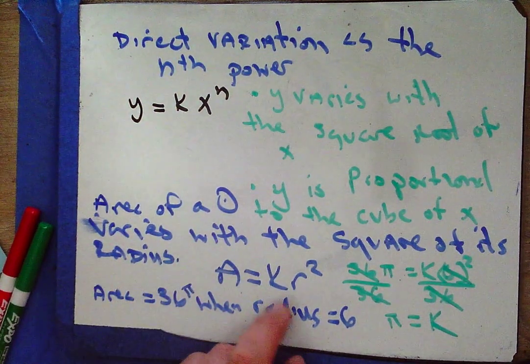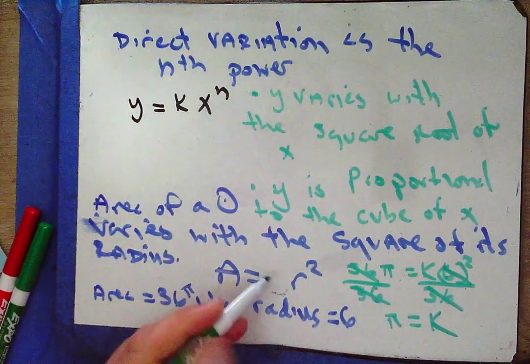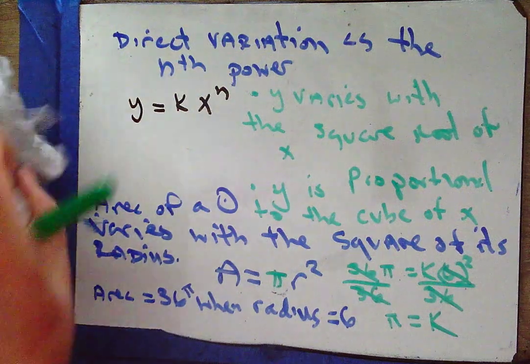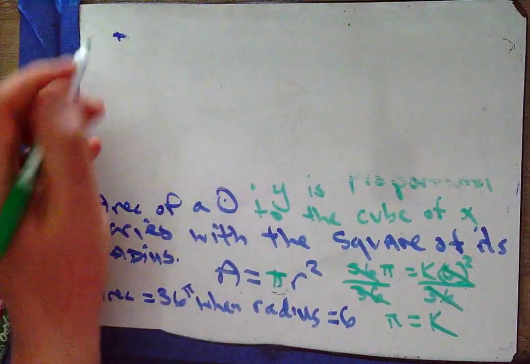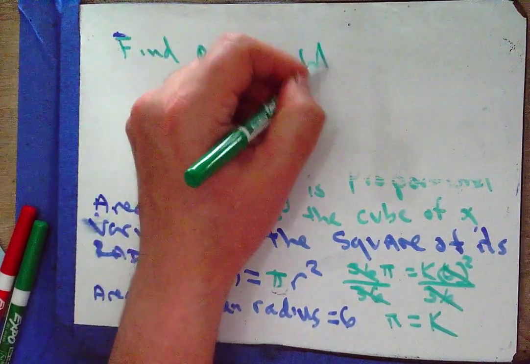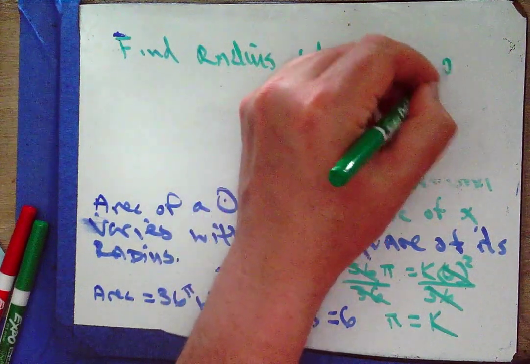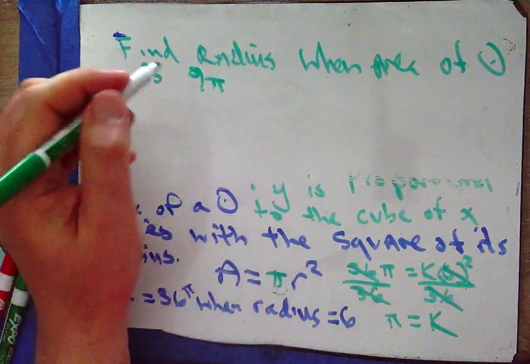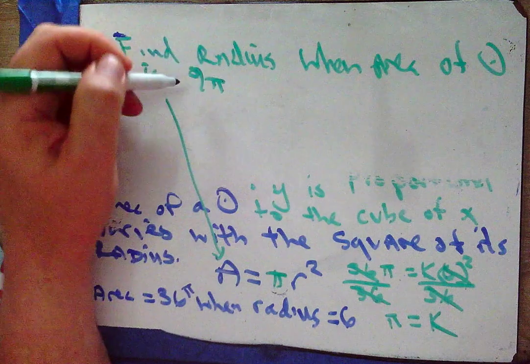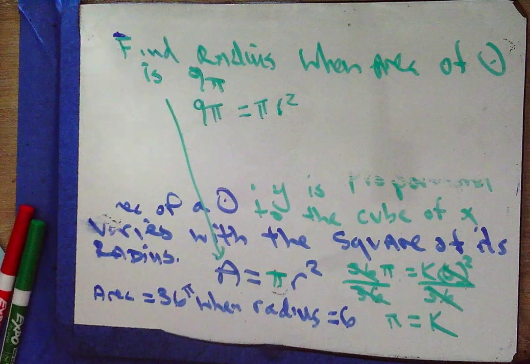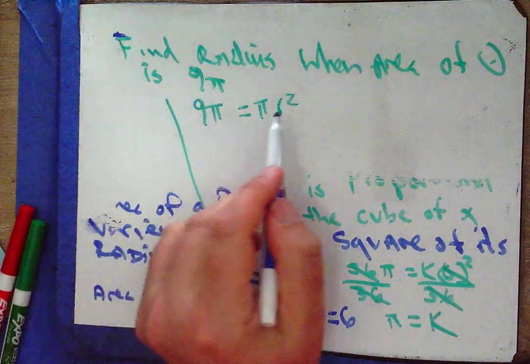And then they'll ask me to build the model. There's the model, because I plugged the constant of proportionality in. And finally, they're going to ask me to use the model. So find radius when area of the circle is 9 pi. So we'll plug in our area here. 9 pi equals pi r squared. I'm going to divide by pi to get r squared alone because they've asked us to solve for r.